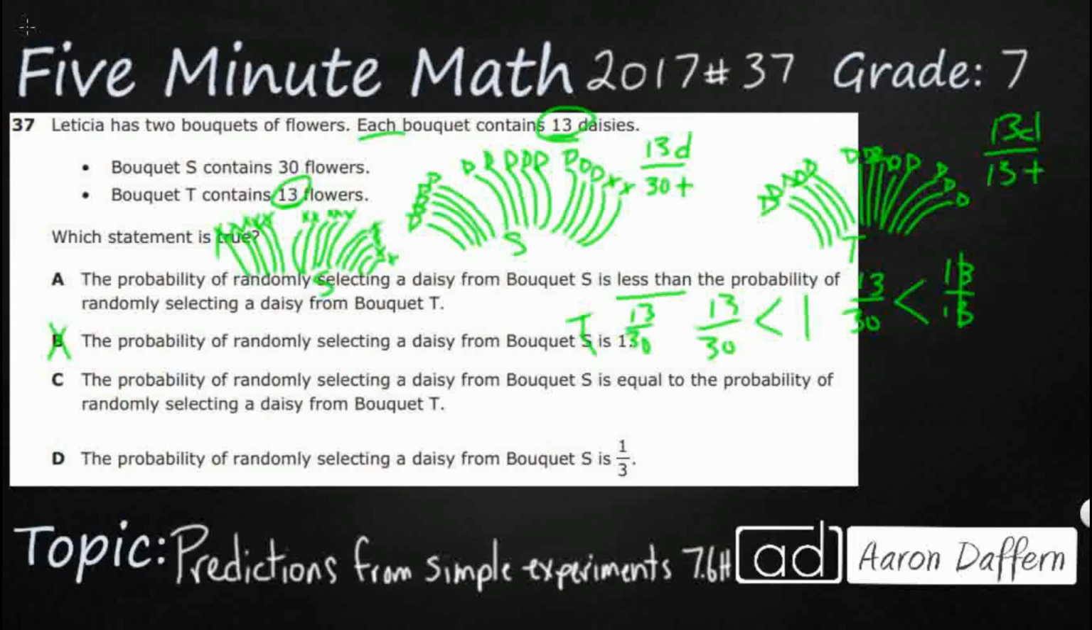The probability of randomly selecting a daisy from bouquet S is equal. Nope. 13/30 equals 1? Nope. Does not. So we cannot say that. And then the probability of randomly selecting a daisy from bouquet S is 1/3. Does 13 over 30 equal 1/3? And actually, no, it does not. It's a little bit smaller, so your answer here is A.